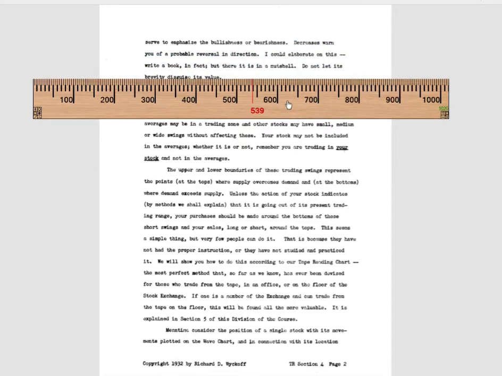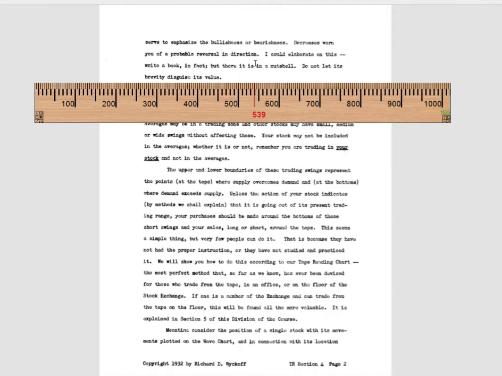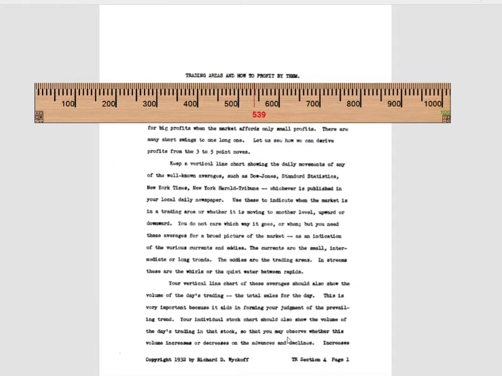Anyway, I could elaborate on this and write a book, in fact, but there it is in a nutshell. Do not let its brevity disguise its value. It's a little thing here, and it's extremely important. Decreases warn you of a probable reversal in direction. Very important. Increases serve to emphasize the bullishness or bearishness. So when you look at volume, what you're going to do is observe the advances and declines.